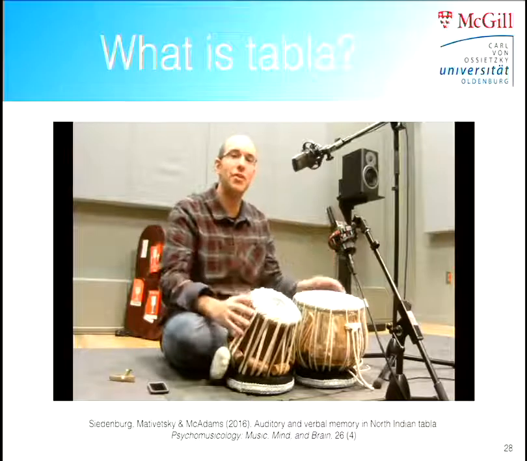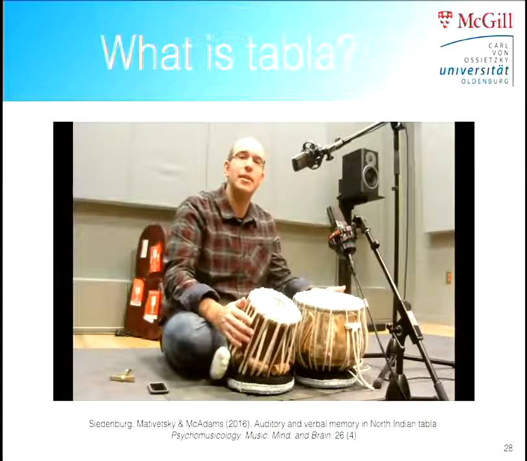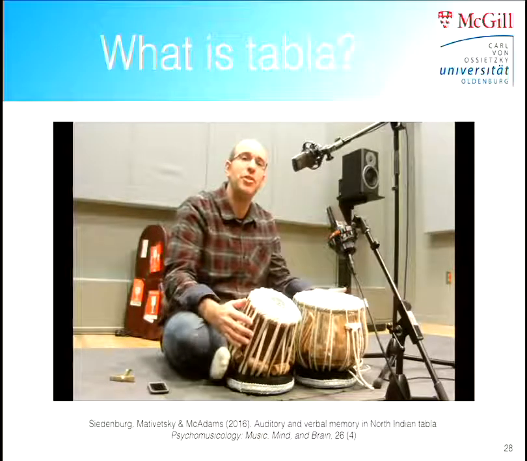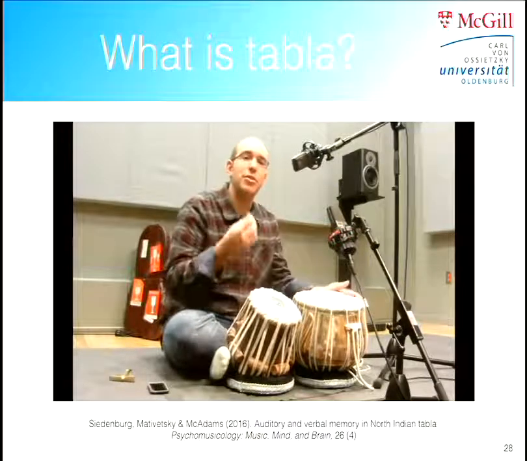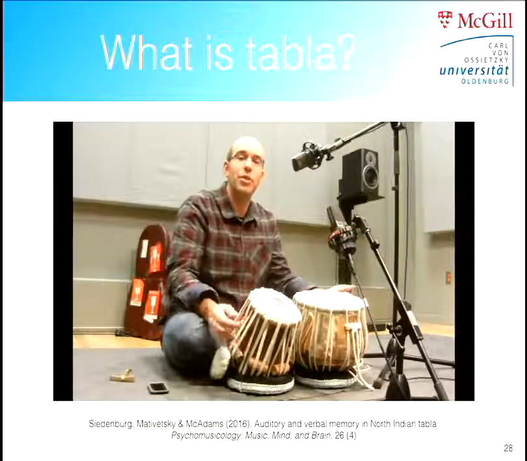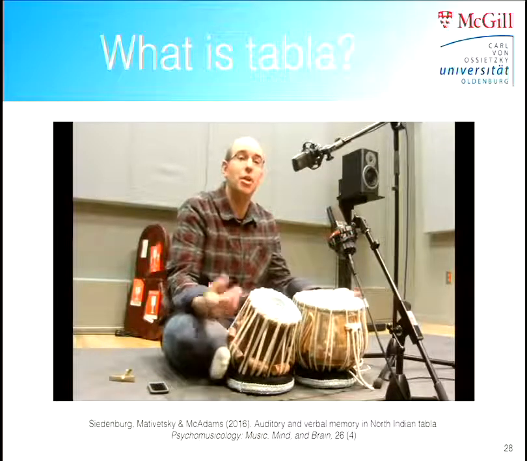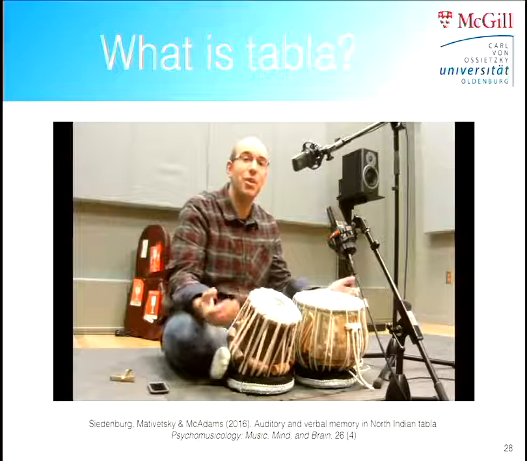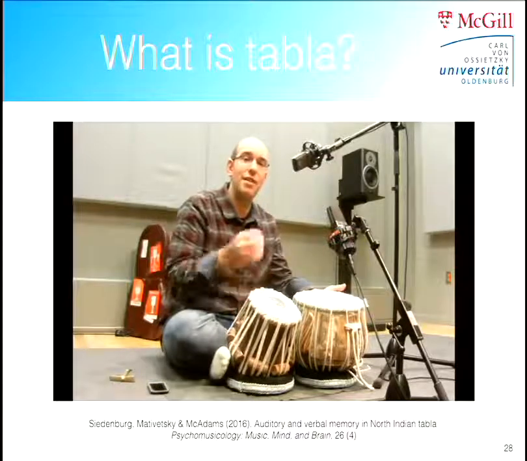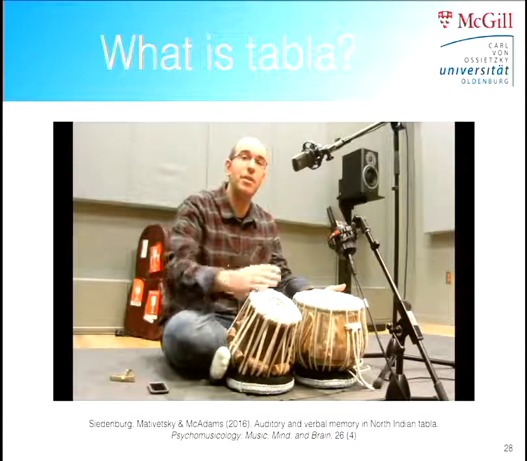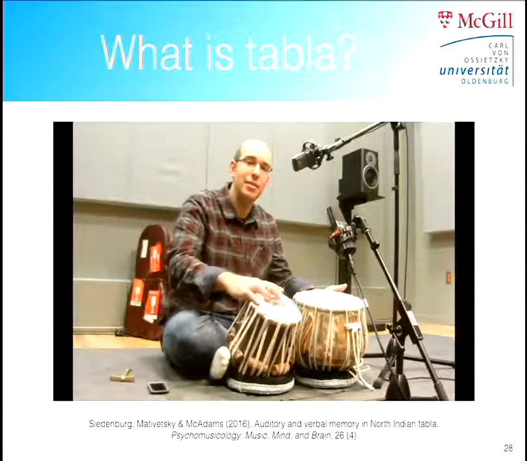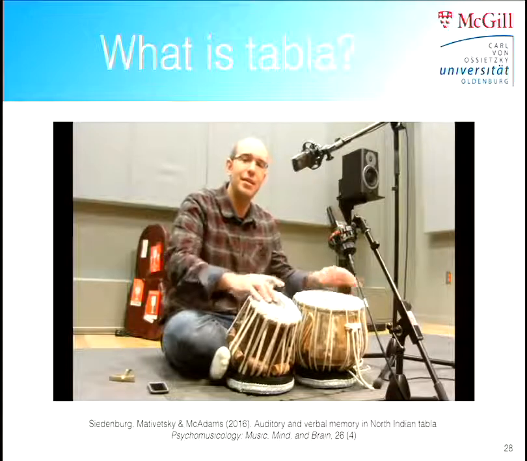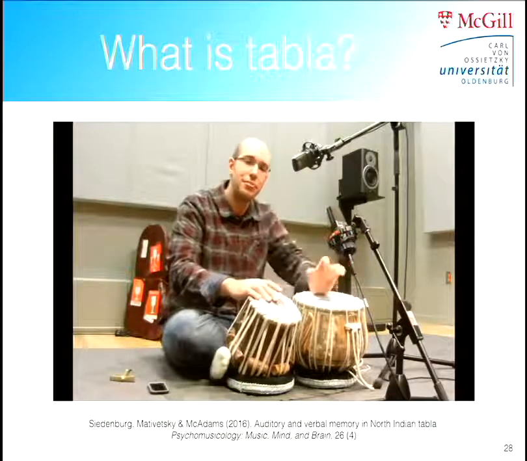The tabla is a pair of drums from North India. It's the most common, the most popular percussion instrument from that part of the world. How we learn tabla is through this vocal language called bol, which is a lot like solfege. So as a melodic singer in the West might sing do, re, mi, fa, sol, on tabla we have these vocalizations, these bols, for every sound that we play. For example, na, tin, tun, te, ke, and ge.